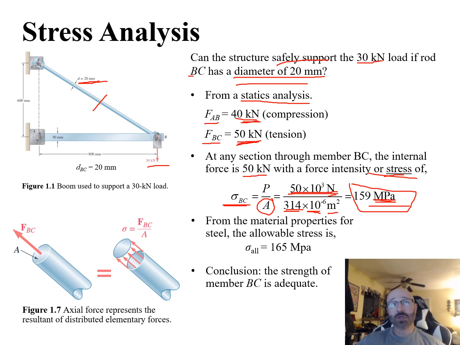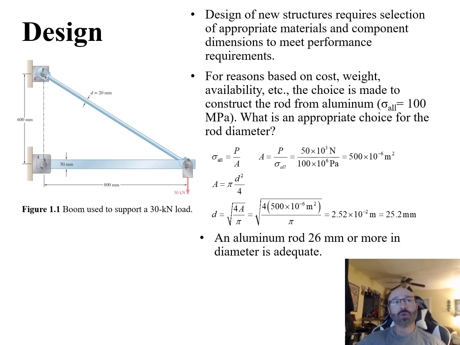So now what we need to do is go back to our tables for the properties of the individual materials. So if this is a steel, we can take a look at our lookup tables here and say, okay, for steel, the maximum allowable stress is sigma of 165 megapascals. We're only at 159 megapascals. So therefore, the conclusion is that the strength of member BC is adequate. So now we've looked at our stress and determined that yes, if we make this out of steel, the 20 millimeter diameter of our rod from B to C is adequate.